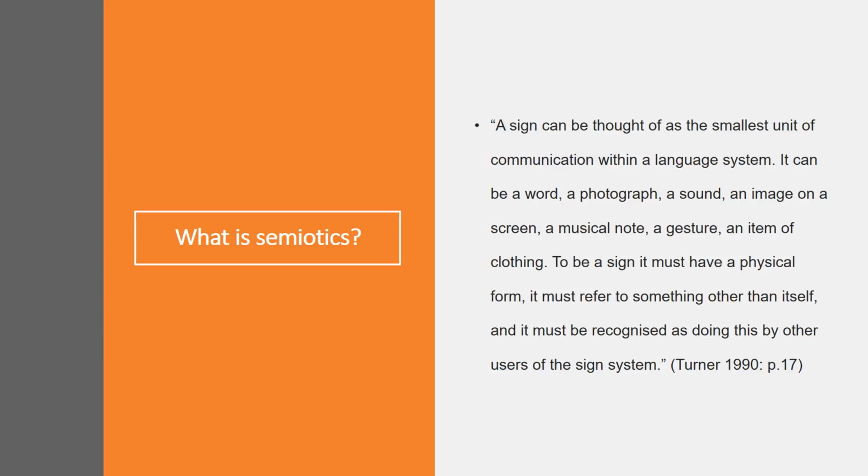This definition from Graham Turner in his book British Cultural Studies: An Introduction, a couple of chapters of which I set as additional readings last week, I think explains very nicely what a sign is. So I'd encourage you to pause me for a moment and read what Turner is saying here.